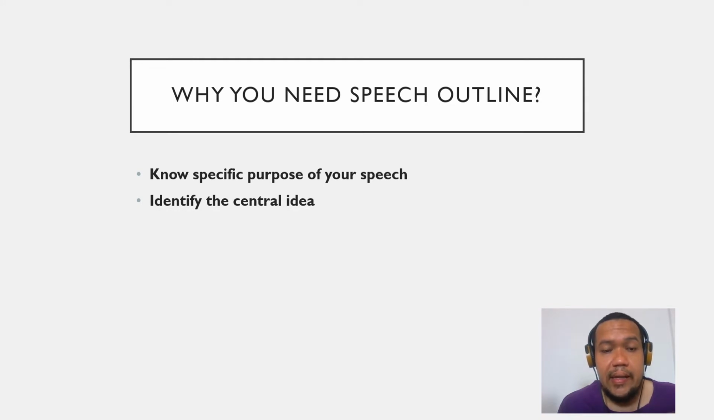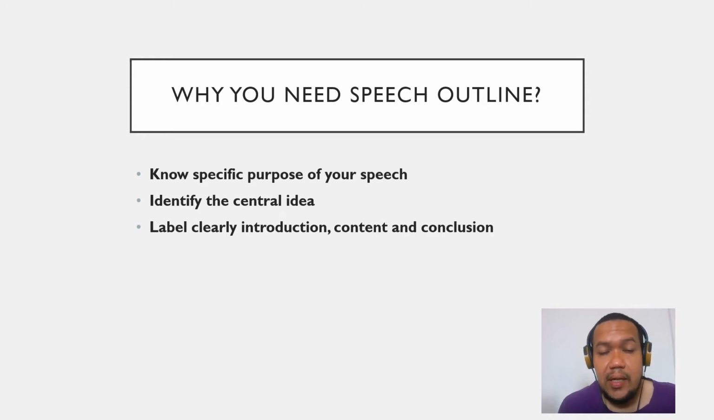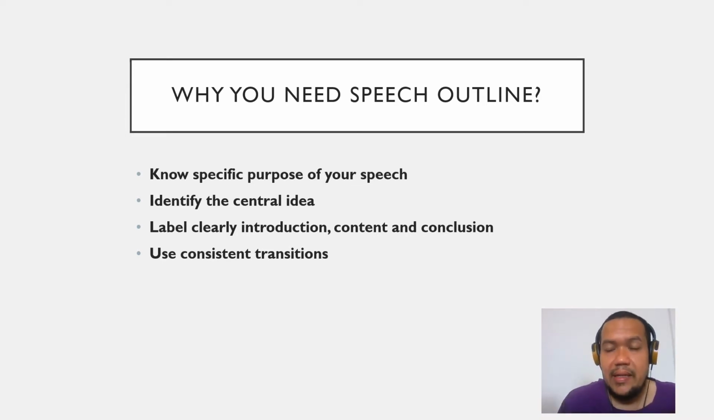Second, it's very good to have a speech outline because we can identify the central or the main idea of your speech. Third, it function to label clearly the introduction, which point is under content and which point is under conclusion. We also want to make sure that you use a consistent transition. For example, if you use first, second, and third, or maybe you want to use other connectors like beside, in addition, furthermore, but you have to be consistent.